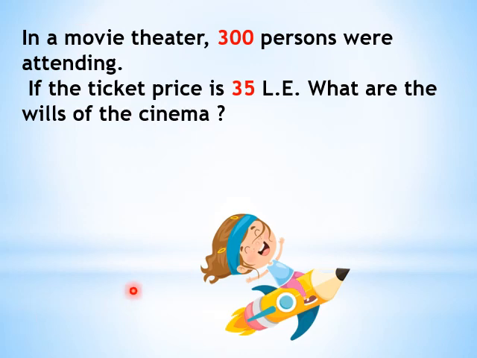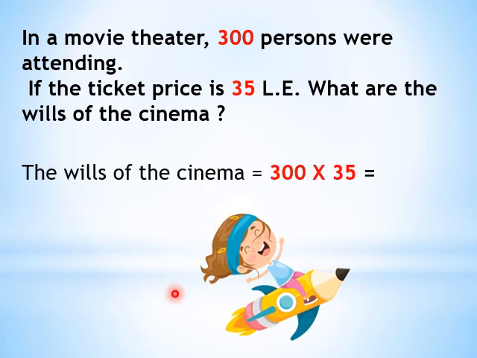In a movie theater, 300 persons were attending. If the ticket price is £35, what are the sales of the cinema? So here I'll repeat this 300 times 35. To get the answer, I will say the sales of the cinema equal, I multiply 300 by 35.